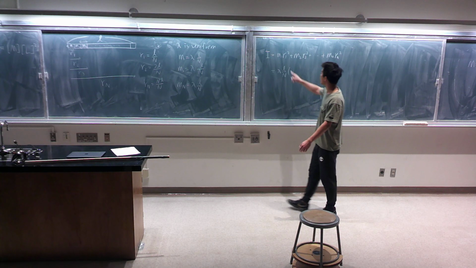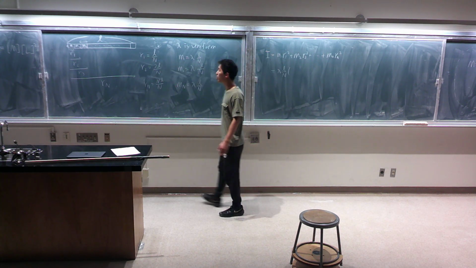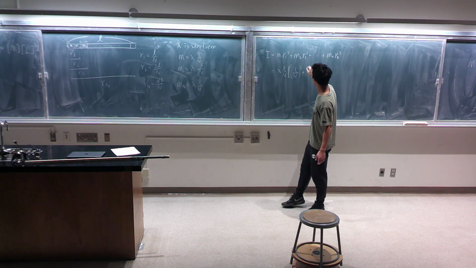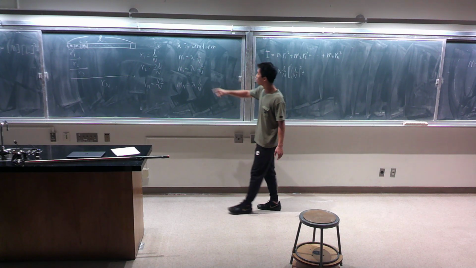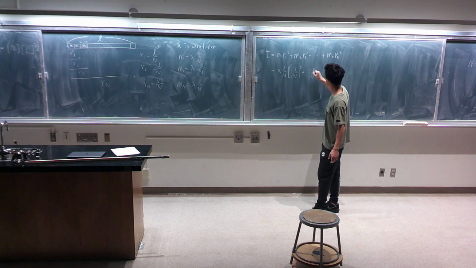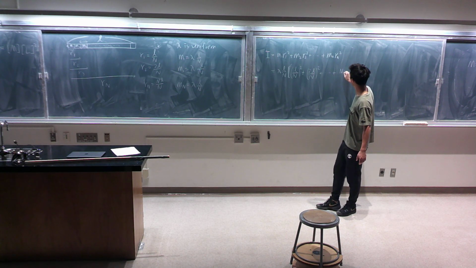What is left is this r1 squared. R1 squared is (L over n) squared. R2 will be twice as long, so (2L over n) squared. And you add it all the way to (nL over n) squared.